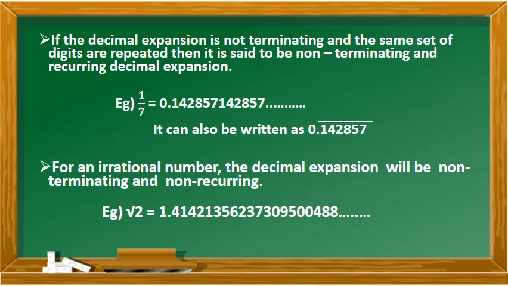Next point. For an irrational number, the decimal expansion will be non-terminating and non-recurring. An example is, root 2 is an irrational number as you have learned. The decimal expansion is 1.414213562375004888... where we observe that the decimal expansion is non-terminating and non-recurring also. Hence, root 2 has a non-terminating and non-recurring decimal expansion.